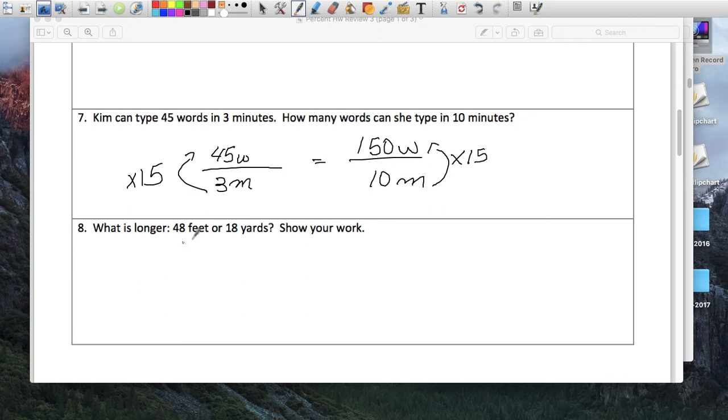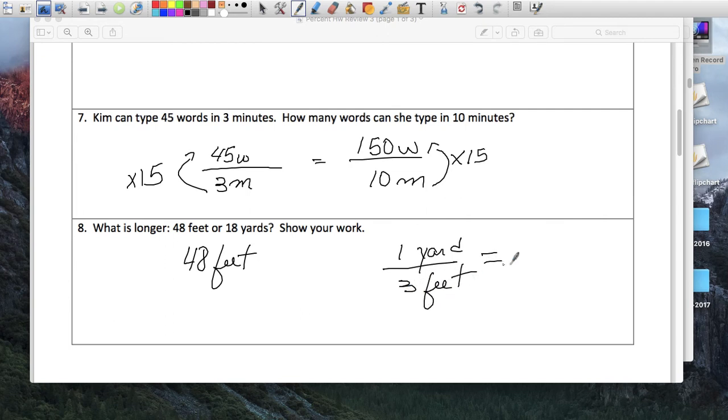What's longer, 48 feet or 18 yards? Well, you either change everything to yards or you change everything to feet. Make your decision. So I'm going to keep the feet and change the yards. I know that 1 yard is 3 feet, right? That's the ratio I know.